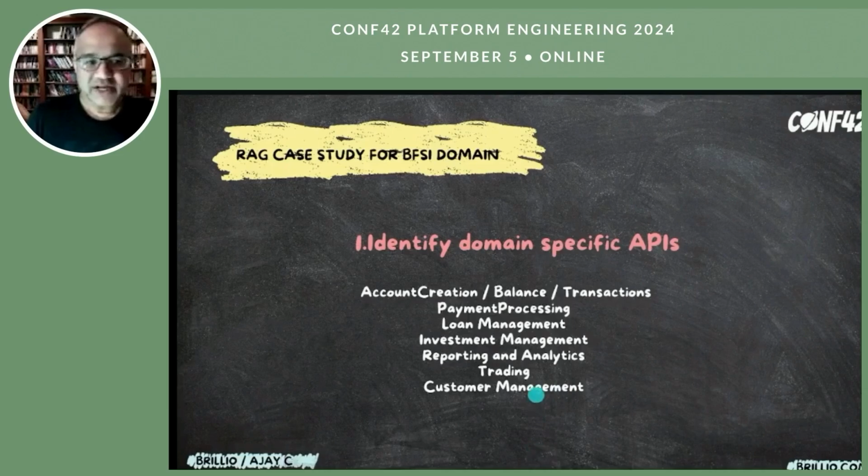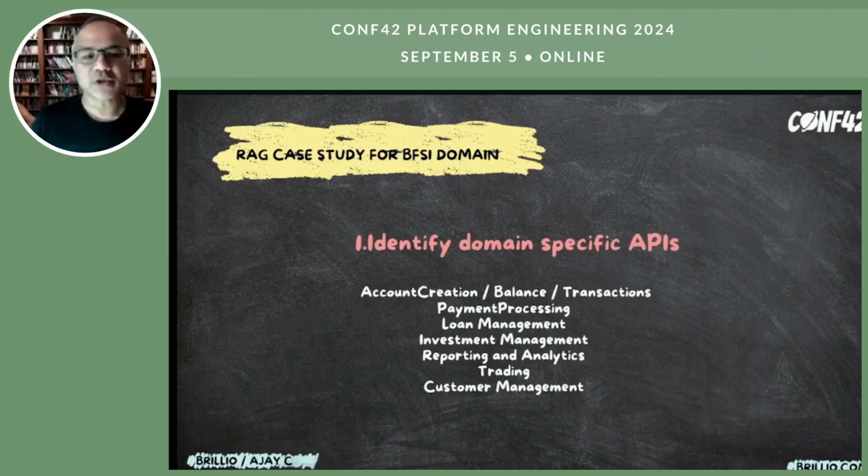So the first step is identifying your domain-specific APIs. So what are these domain-specific APIs? Fairly simple. Again, if you are in the banking and financial services industry, the kind of things that are important to you are things like your account creation, the account balance, the transactions, and those kinds of things. But as well as things like your payment processing, your loan management, and all that. So you need to clearly identify what those APIs are, what those functions are. If you can't get that right, then anything that you do later isn't going to be useful.